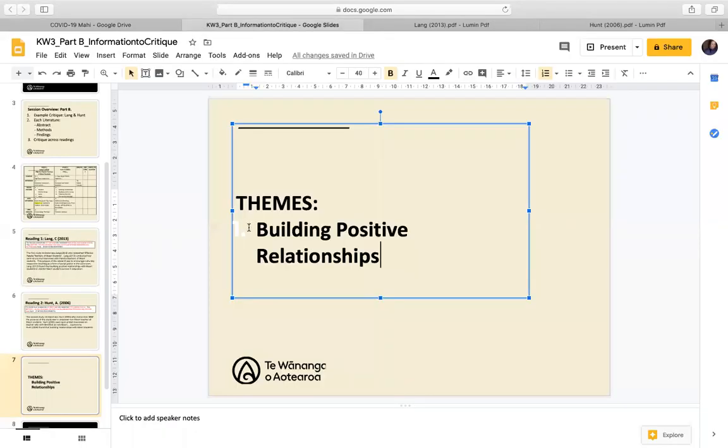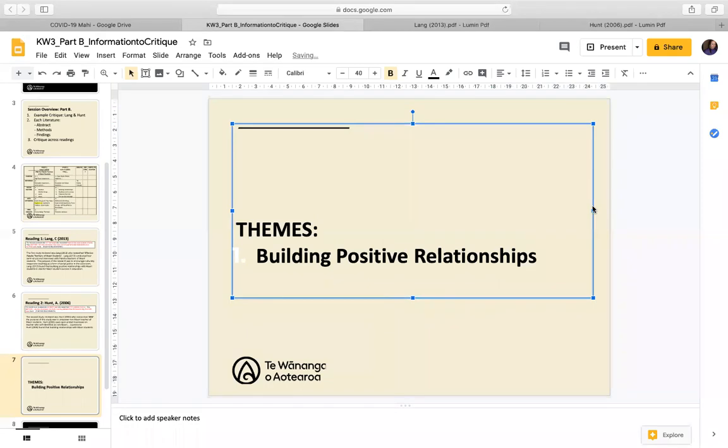So this is the first theme that we're obviously finding from our readings: effective Pākehā teachers of Māori students need to understand that for Māori students, building positive relationships is really important. Okay, so that's it for the session.